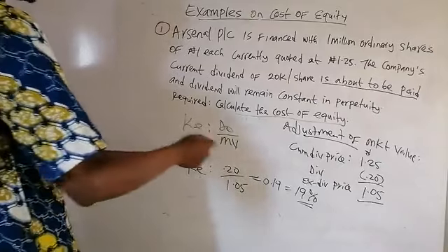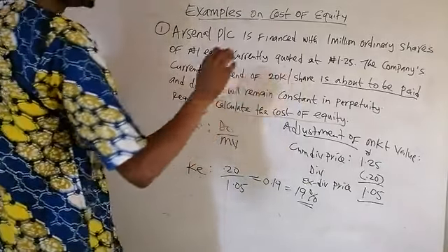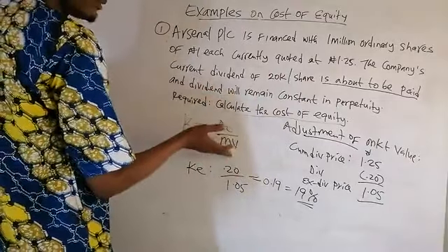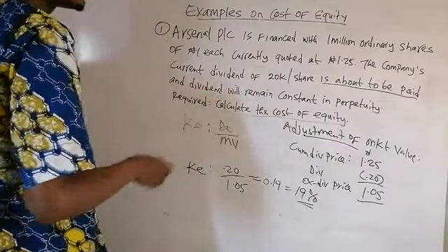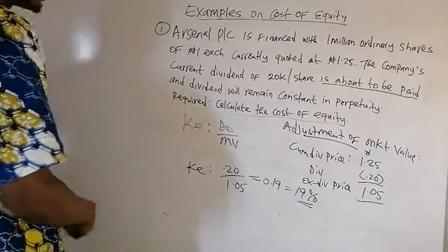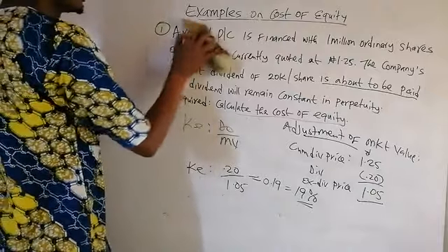So it's very important for us to know the tune of the question. It's the tune of the question that's going to tell us whether this market value given to us is cum div or ex div, as simple as that. Now let's look at another question.